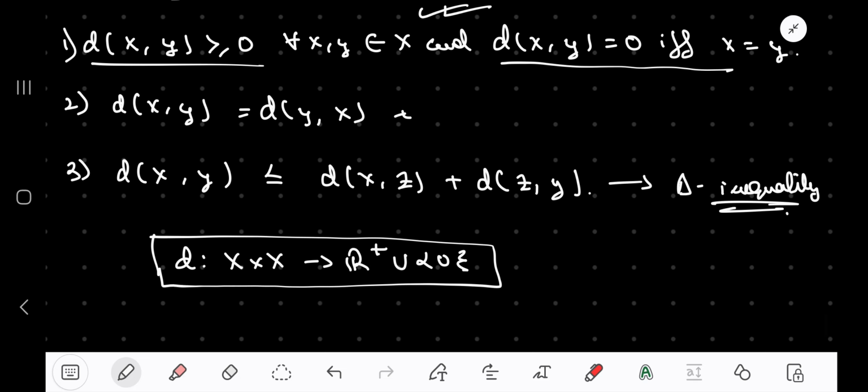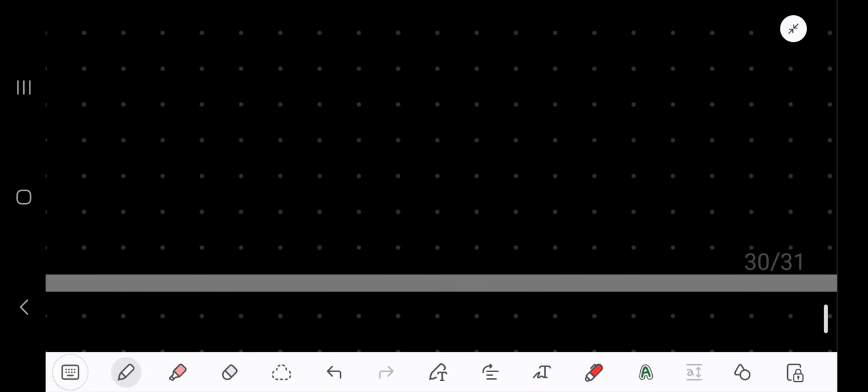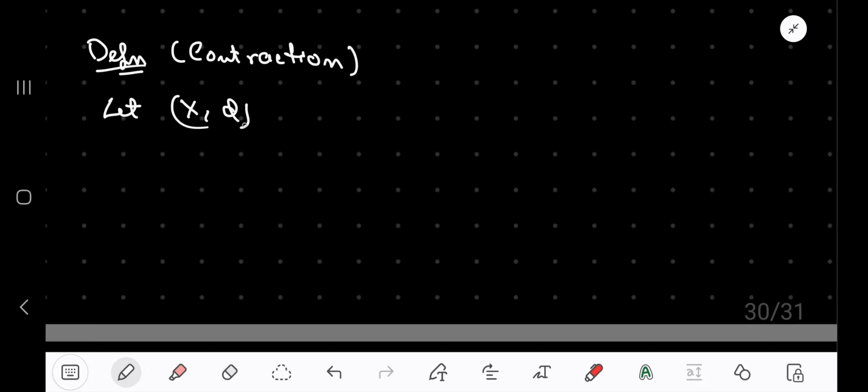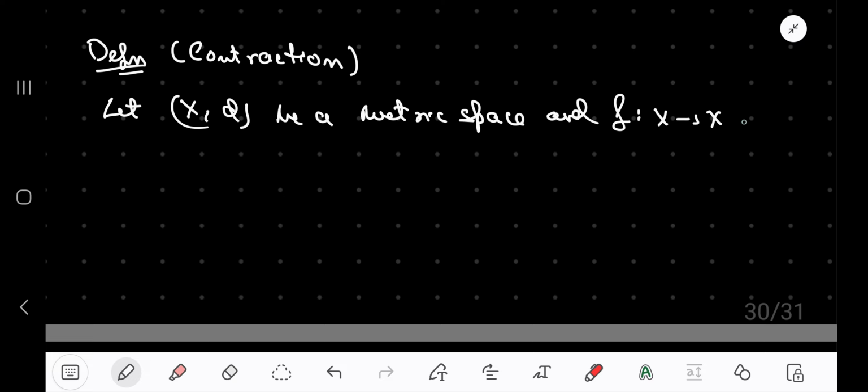We don't require that much detail here, though we will require the notion of a Cauchy sequence, which will be quite easy if you relate it with R. So let us start with the definition of a contraction. Let (X, d) be a metric space, and f from X to X be a map.